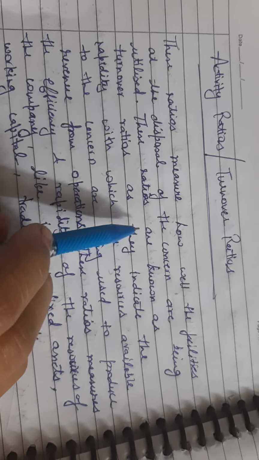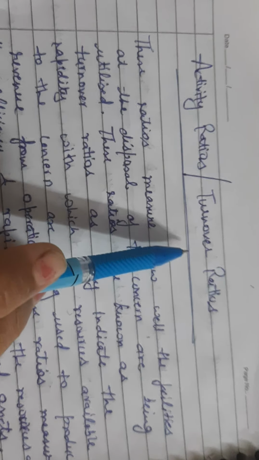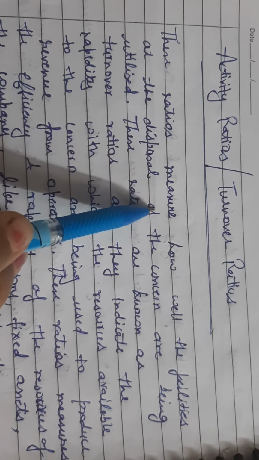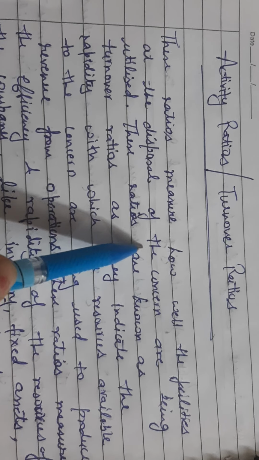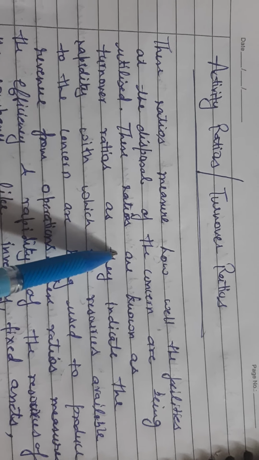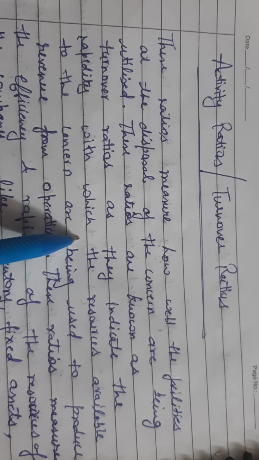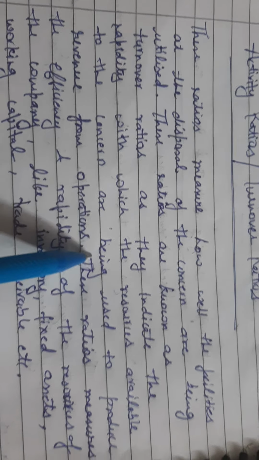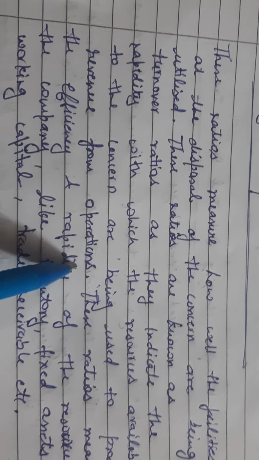Hello students, the next ratio we are going to do is activity ratios, and these ratios are also called turnover ratios. Now these ratios measure how well the facilities at the disposal of the concern are being utilized. This is also known as turnover ratio, as they indicate the rapidity with which the resources available to the concern are being used to produce revenue from operations.